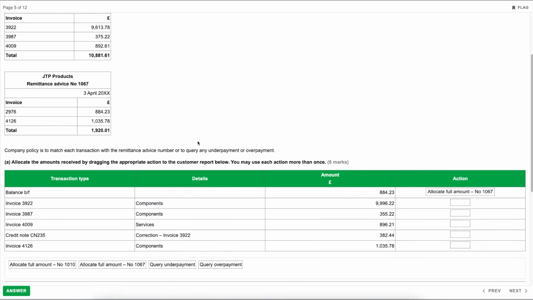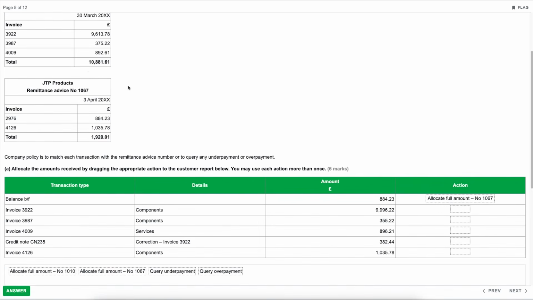Now on the next one, we've got invoice number 3922 for the amount of £9,996.22. Okay, now if we scroll up, we can see that we've got here invoice 3922.